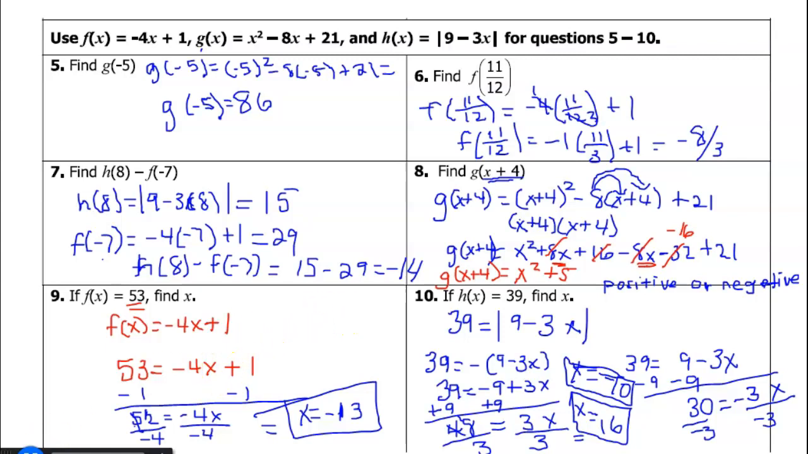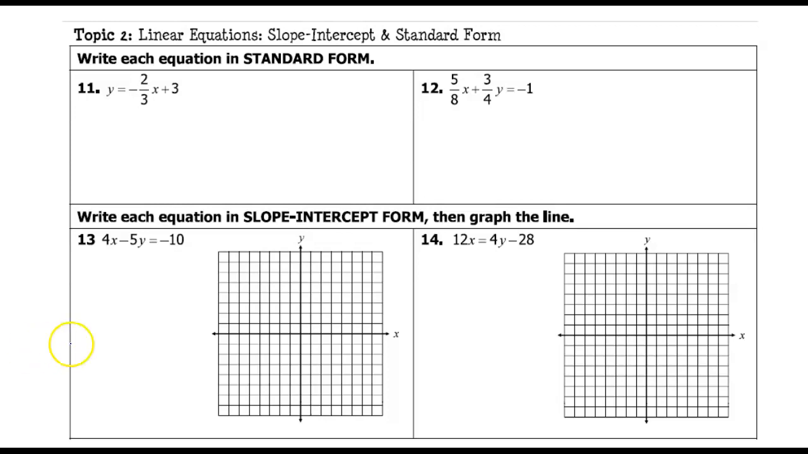Okay, let's move on. Okay, guys, let's look at the next topic where we talk about linear equations in the different forms. The first set says write each equation in standard form. And let's recall that standard form is ax plus by equals c. So I need to get the equation in that form, and I got to remember that a has to be greater than 0, okay? And so that means that it can't be negative, okay?